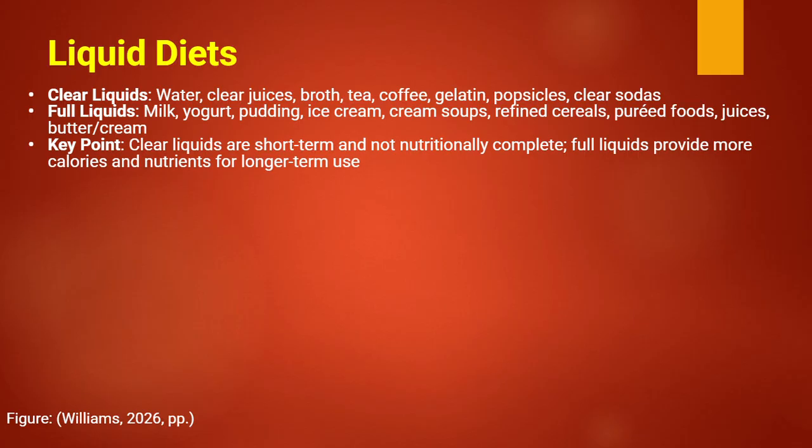Full liquid diets, on the other hand, contain all items from the clear liquid diet plus foods that are liquid at room temperature. These include milk and milk-based beverages, yogurt, eggnog, puddings, custards, ice cream, sherbet, pureed meats and vegetables and cream soups, strained fruit and vegetable juices, sweetened plain gelatin, refined cooked cereals, blended gruel, and butter or cream.